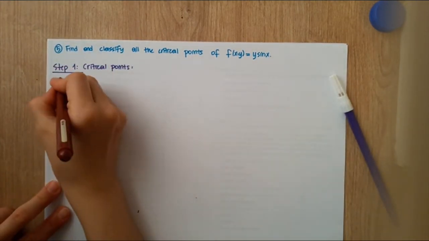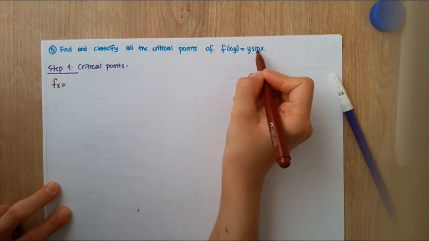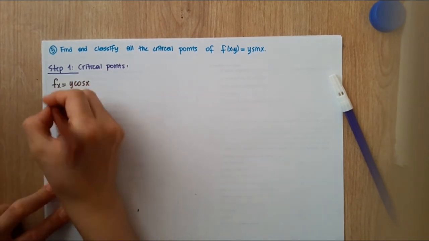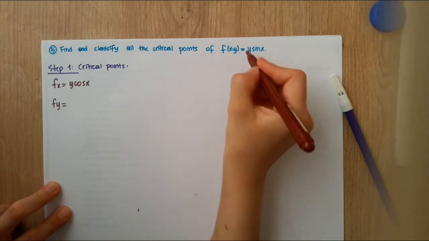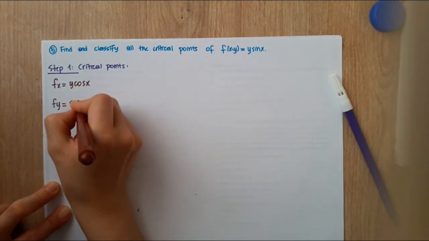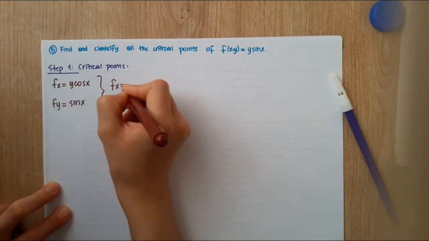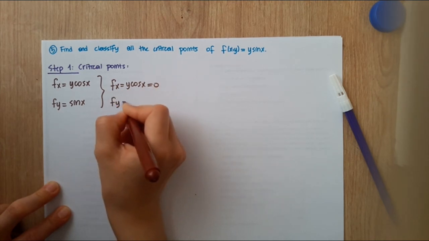Again, first of all, let's calculate the first partial derivatives. Y is constant, derivative of sine is cosine, so f sub x is y cosine x. And f sub y will be: derivative of y is 1 and sine is constant, so I have sine x. To obtain the critical points, we will equate those partial derivatives to 0.